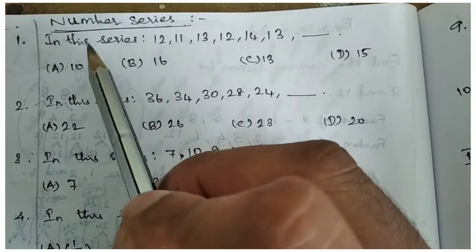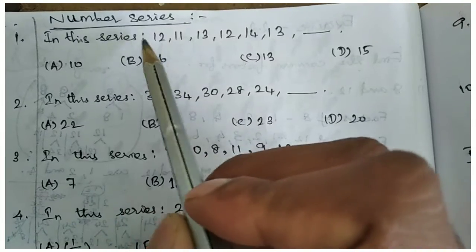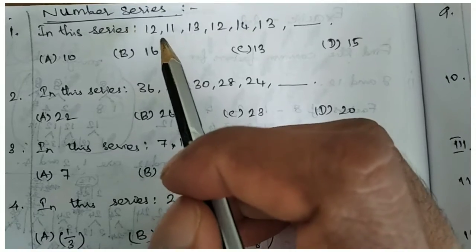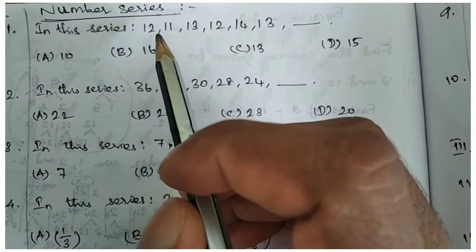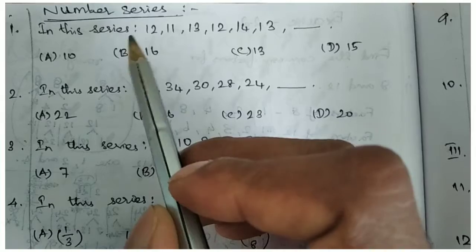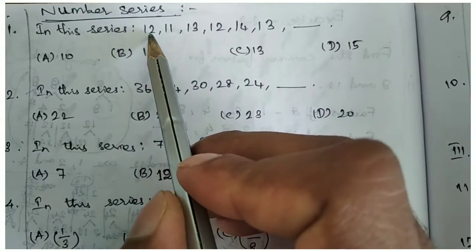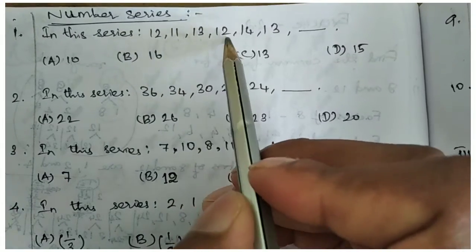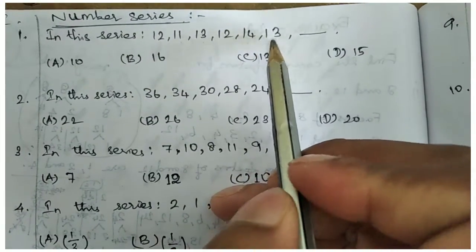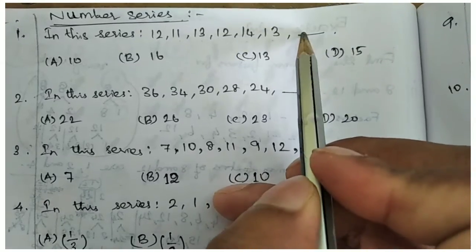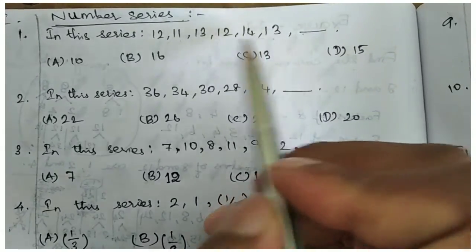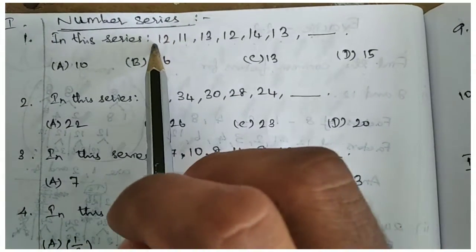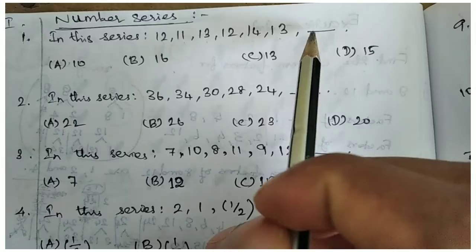It's just like a game. Here, first one, there is a series. This is similar to the third unit. You have patterns in the 5th standard. So the numbers are arranged to give a series: 12, 11, 13, 12, 14, 13, and you have to find the next consecutive term. The options are 10, 16, 13, 15. You have to reason out the numbers and find the next term.